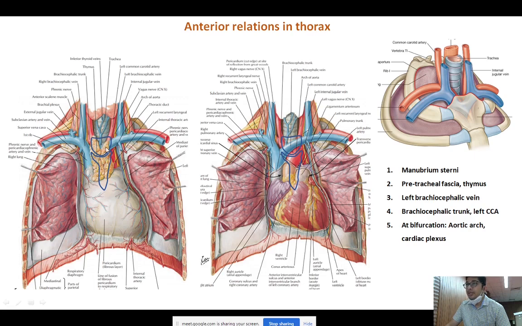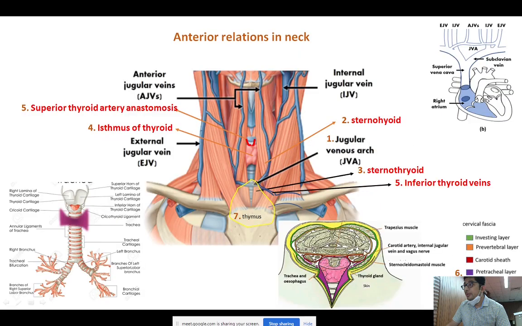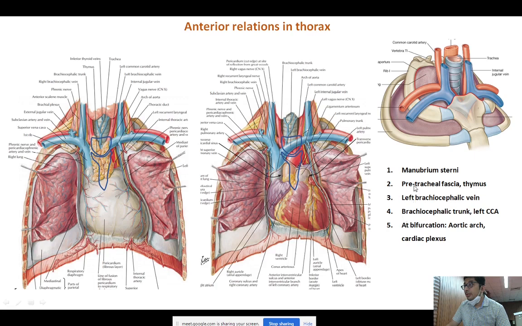So the first relation is the manubrium sterni, not the body of the sternum, because by the time it reaches the body of the sternum, it will bifurcate, isn't it? Then before this, what did we see? The pretracheal fascia. We have already seen the pretracheal fascia. Then next is the thymus gland, just posterior to the manubrium sterni. After that, you will get the other structures. So manubrium sterni, the thymus gland, then the pretracheal fascia.